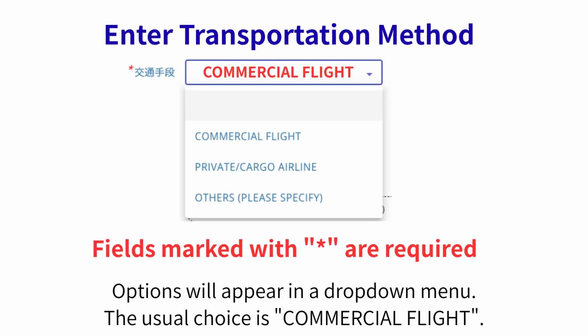Next is the type of transport entry. This field also has an asterisk, so it is required. You can select from a drop-down menu. In most cases, you will be using a commercial airline, so choose Commercial Flight.